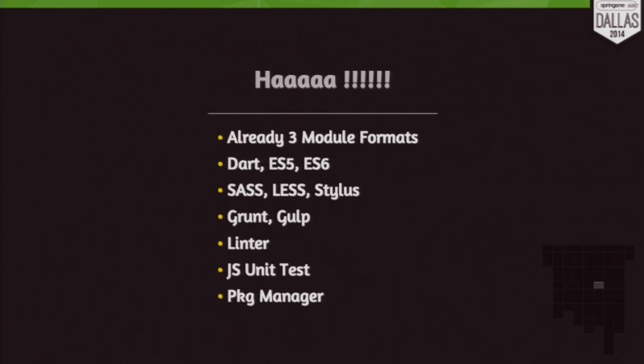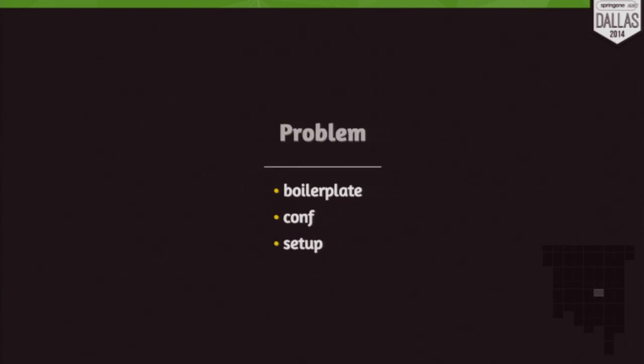But one of the things I show here is that there are like three module formats. In the JavaScript world, there are different languages. So I put here Dart and ECMAScript 5, ECMAScript 6, there are many more, CoffeeScript, etc. In the CSS world, there are preprocessors like Sass, Less, Stylus. There are different build tools, different linters, different JavaScript unit tests, and different package managers. So we can see that there is a lot of stuff around it, which means there is a lot of boilerplate code, configuration, and setup to do, which makes life complicated.